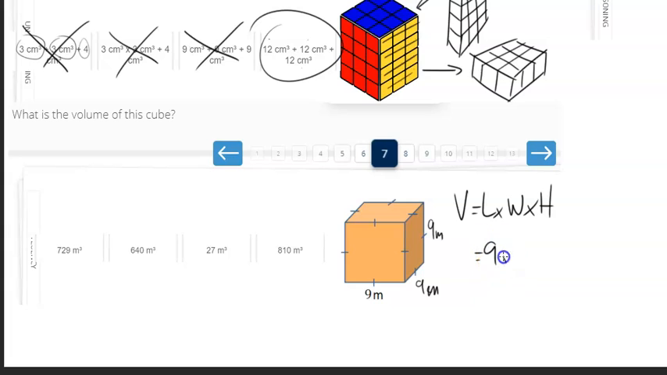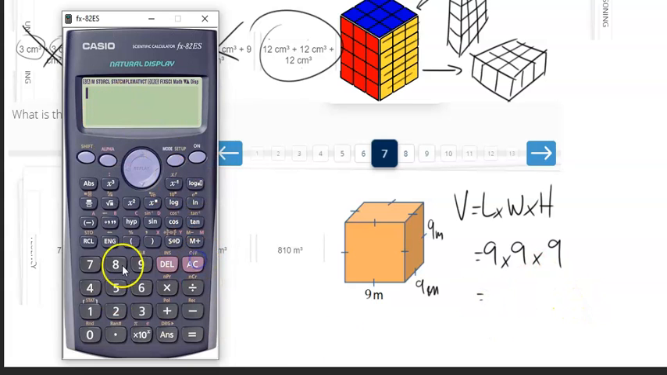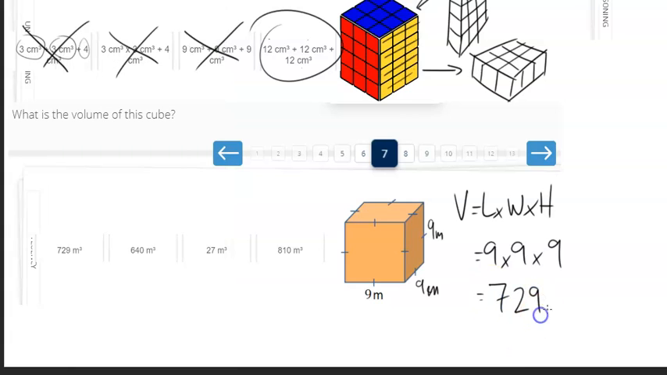Well, we know what our length is. We know what a width is. We know what a height is. They're all 9. So 9 times 9 times 9. We grab a calculator out. 9 times 9 times 9. This will give us 729 cubic meters.